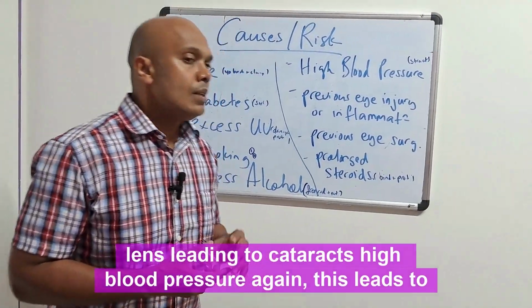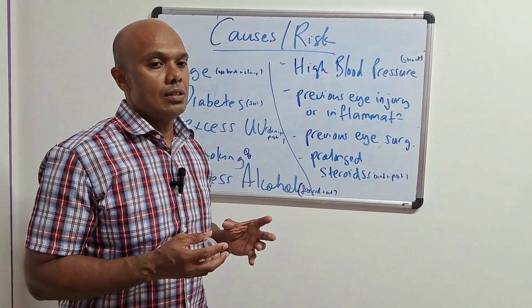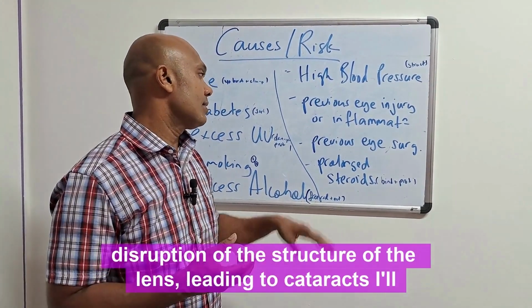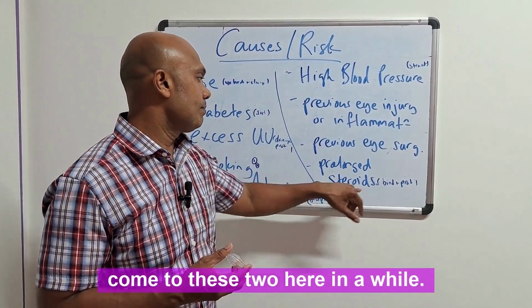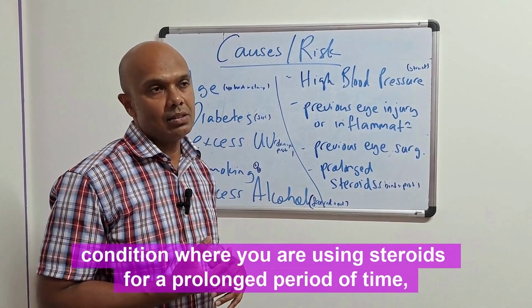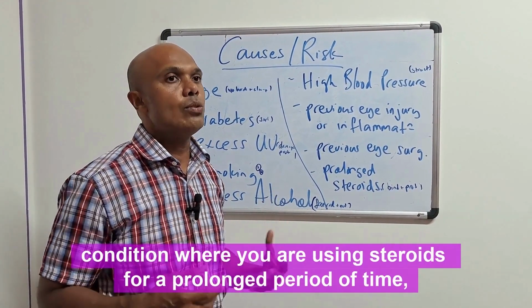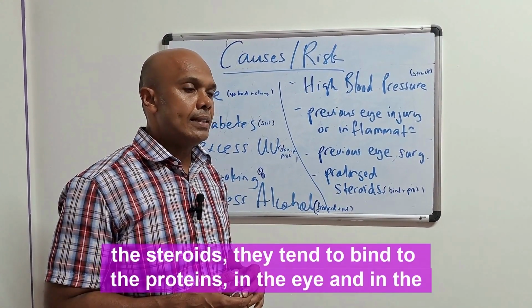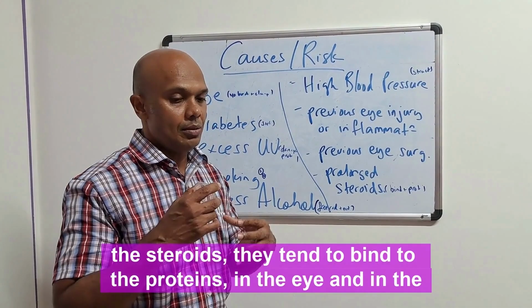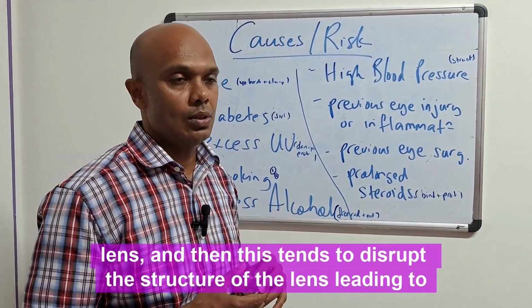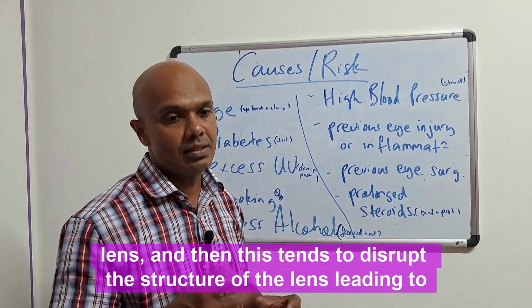High blood pressure. Again, this leads to a disruption of the structure of the lens, leading to cataracts. I'll come to these two here in a while. Prolonged steroid usage. So if you have some sort of medical condition where you are using steroids for a prolonged period of time, the steroids tend to bind to the proteins in the eye and in the lens, and this tends to disrupt the structure of the lens, leading to cataracts.